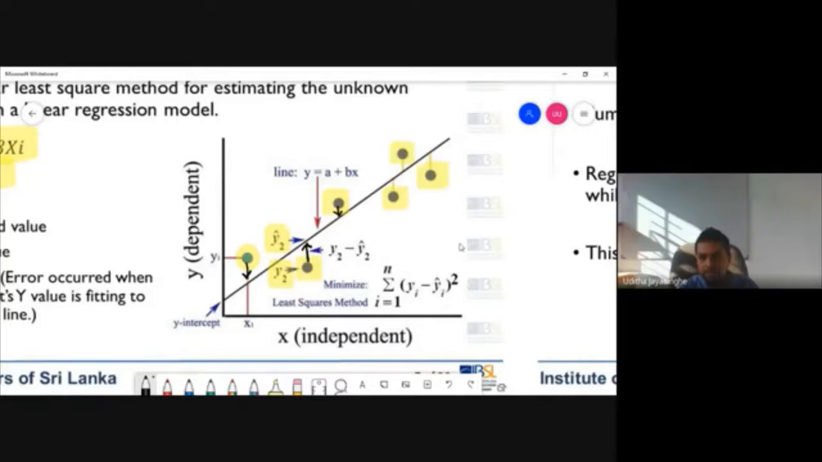If this is y4, it has to come to the y4 hat value. Similarly, if this is y5, it has to come to the y5 hat value. What is this hat value? It is nothing but, if this particular line with a particular equation is going to explain this relationship, these movements have to be made. There is no choice. These points have to come to the best fitting line.